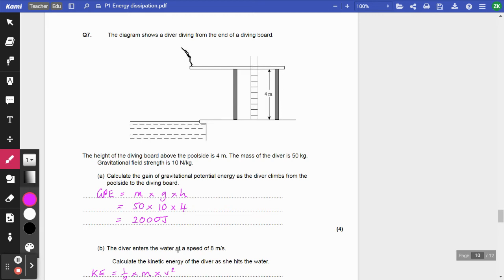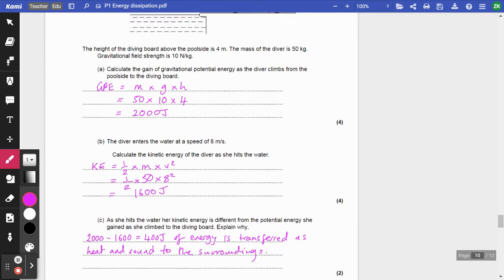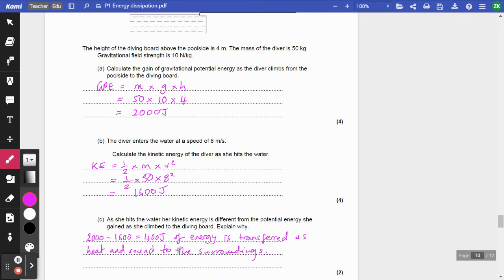So how do you get the marks? 1 mark for the formula, 1 mark for the calculation, 1 mark for the answer, 1 mark for the unit. Next, kinetic energy is what we need to calculate.